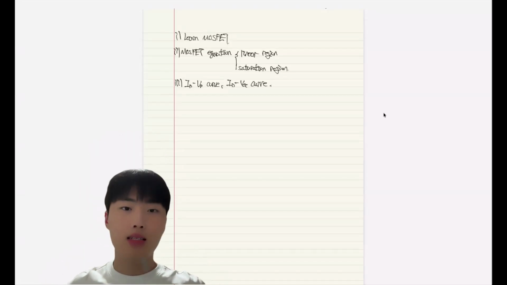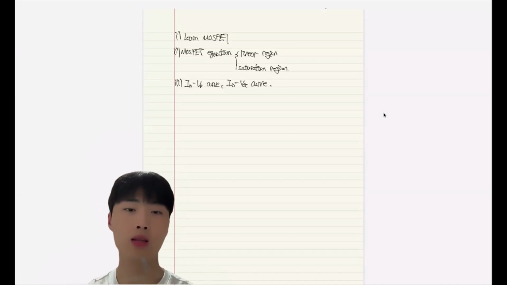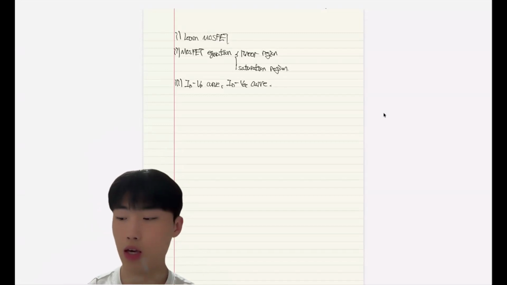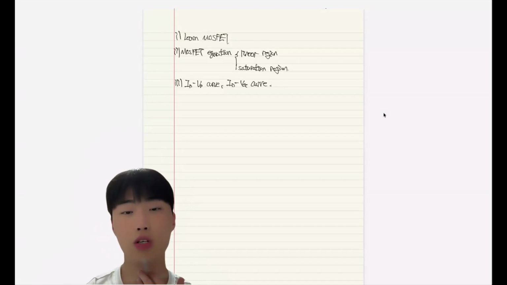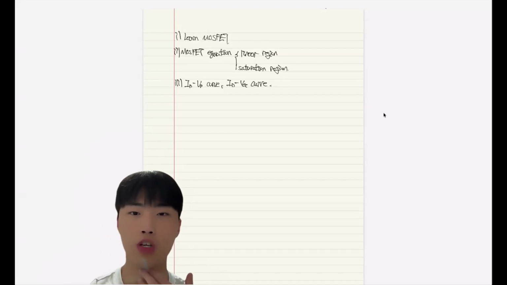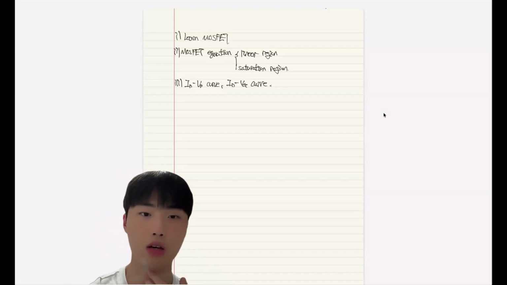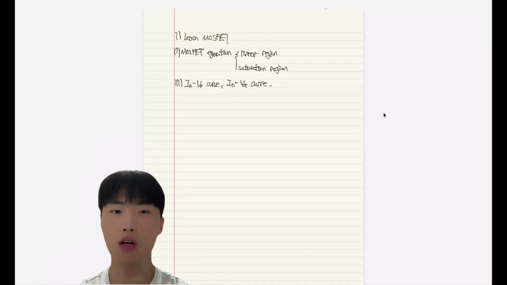Hi, in this class we will learn about the MOSFET and talk about the MOSFET equation. There are two regions. First is the linear region, and the second is the saturation region. And third, and finally, we will talk about the ID-VD curve and the ID-VG curve.